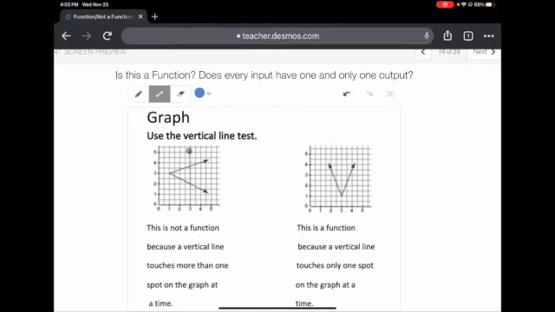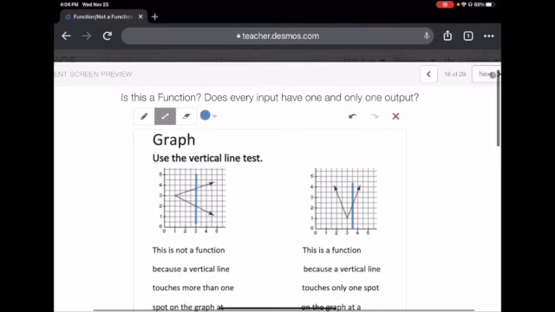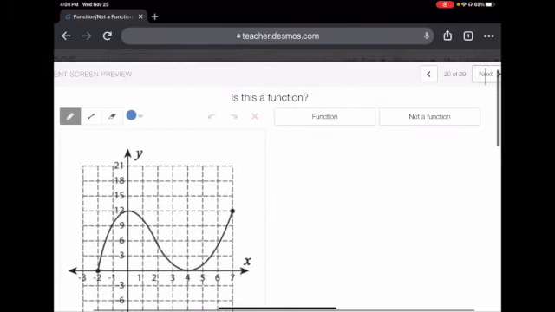See if you can draw a vertical line, and if the line hits it more than once, it is not a function. If you look over here, when I draw a vertical line, it only hits it once, meaning that at this point, which is about 3.5, my output would be 2. So that would be a function. So try a couple of those.